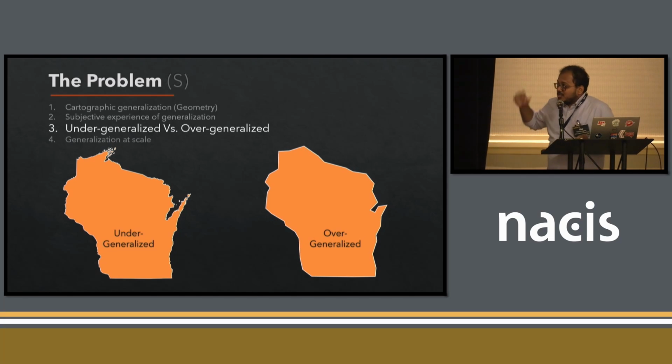And talking about undergeneralized versus overgeneralized, you can see that this is overgeneralized, and a lot of features are removed. I can tell it after taking the cartographic course. But before taking it, where is the exact midpoint between overgeneralized versus undergeneralized? How could you quantify this generalization? So this is the other problem.